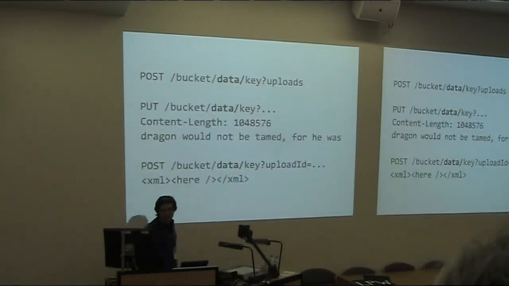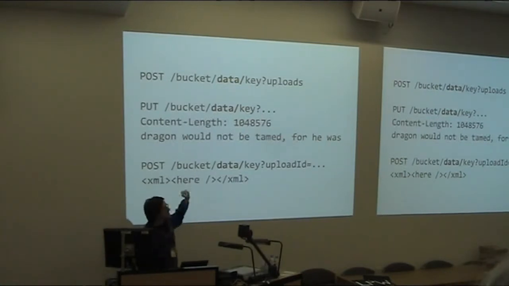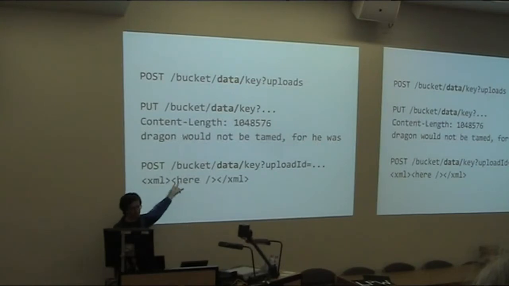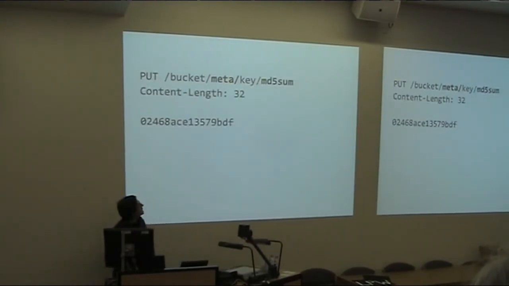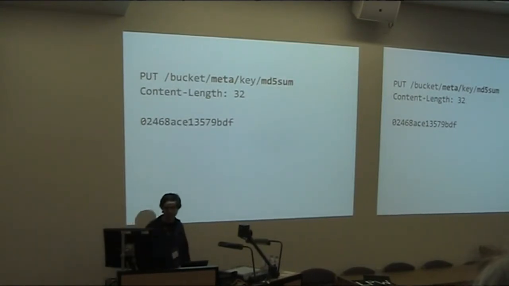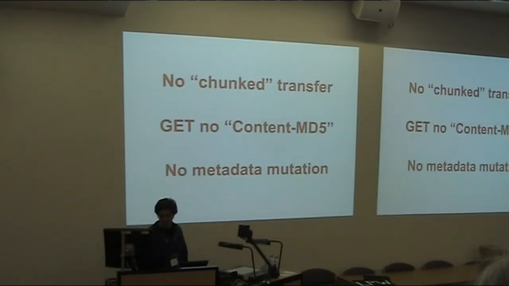So what we'll do is create a fake directory called data, and we'll put all the data in this thing called data when we put the whole thing in. That's good. And then we will have a whole new directory called meta, and we will put a thing called md5sum, which contains the MD5 sum. And that actually works. It's kind of annoying, but it basically works. So, in summary, S3 is not easy for chunked transfer, GET doesn't give you the Content-MD5 sum, and there's no metadata mutation.